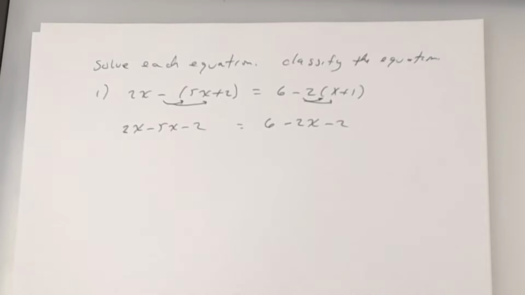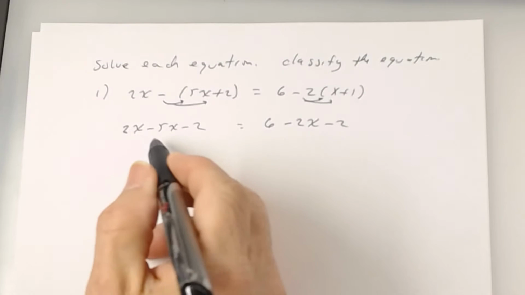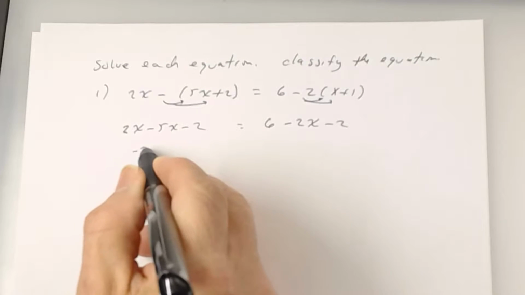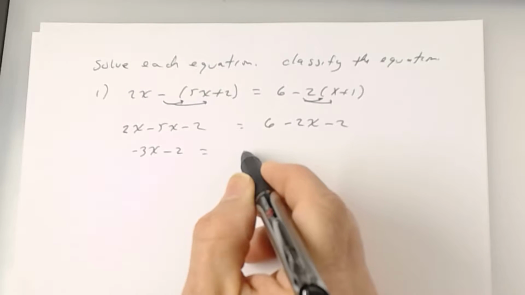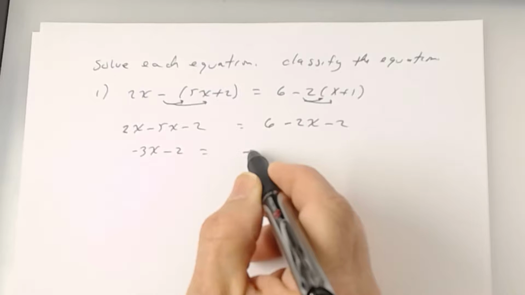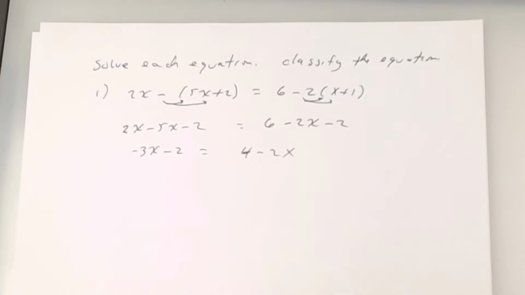What's the next step that I need to do on each side? Combine like terms. So on the left side, what's 2x minus 5x? Minus 3x, minus 2. On the right side, what do I end up with? 4 minus 2x. Or you could say negative 2x and then what? Plus 4. Does not matter.